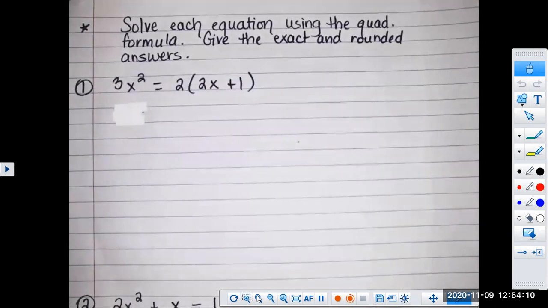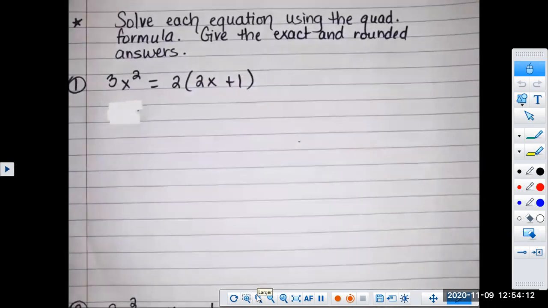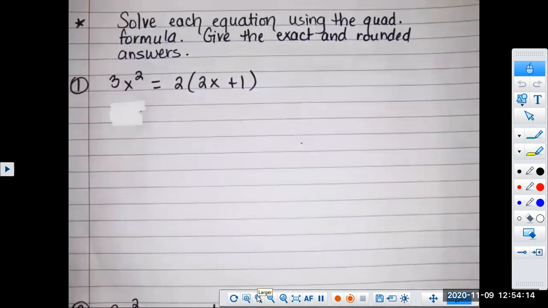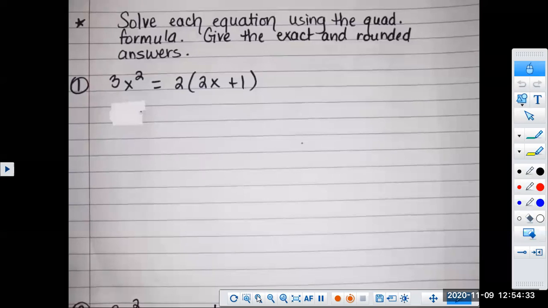Okay, we're going to practice leaving our answers in exact form, and then I'm going to show you how, of course, you type them in your calculator and round. I wanted to show you both ways on each problem because some of your problems in Math Excel ask you to do both, like leave it exact and then round it. Okay, solve the equation using the quadratic formula, give the exact and rounded answers.